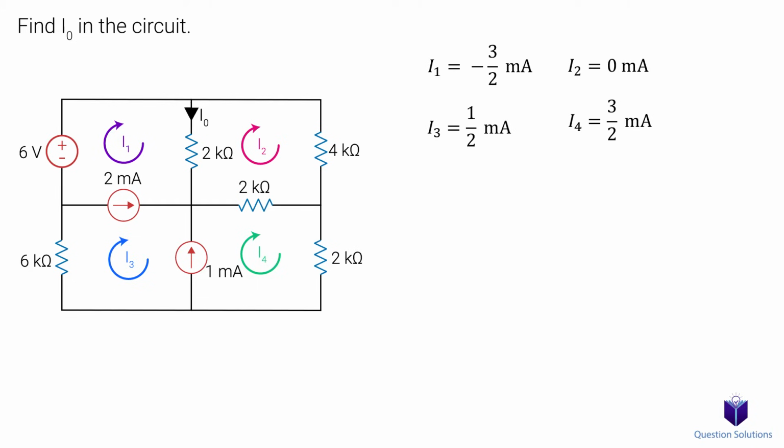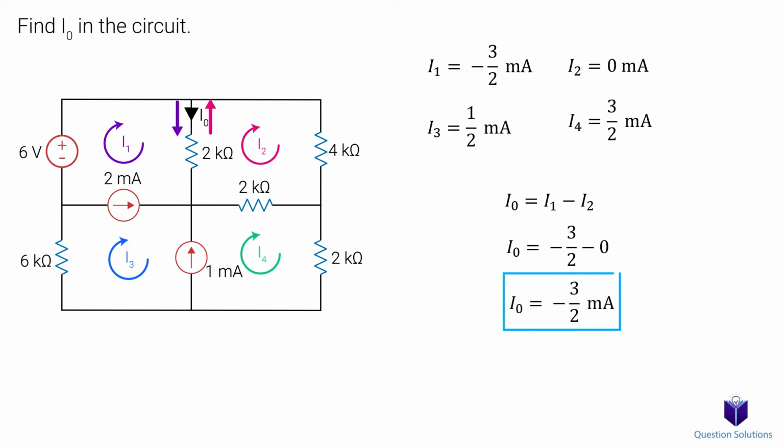Now we can figure out I0. Notice we're told I0 goes down, and in our assumed mesh currents, I1 goes down while I2 opposes it. So I0 is equal to I1 minus I2. That gives us negative 3 over 2 milliamps, so I0 is also going opposite to what's shown. Remember, if you have to show the real directions of current, don't change the directions of your assumed currents until the question is finished.